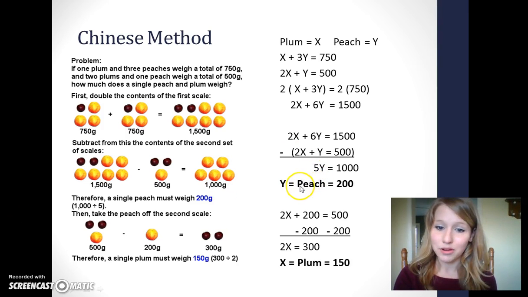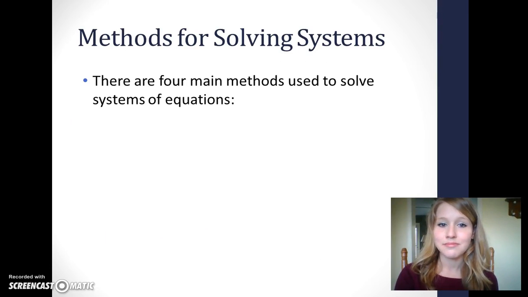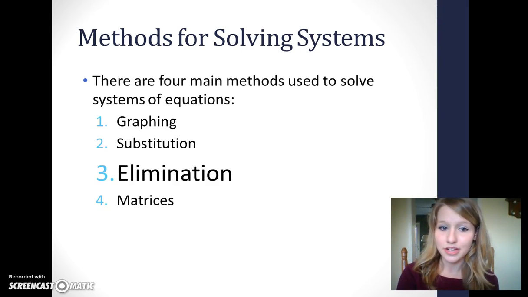So we see that one peach equals 200 and one plum equals 150, just like we found on the left side. So we know the four main methods used to solve systems of linear equations, and we've already learned about graphing and substitution. So today we're going to discuss elimination.